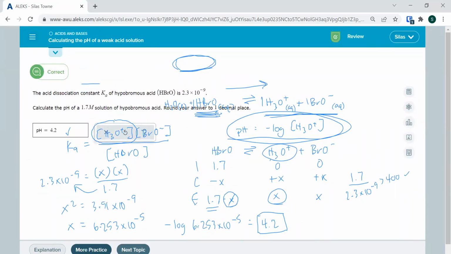So use those ICE tables, use that X is small approximation with these small Kas. And you can see the pH is still pretty low, 4.2, even though it's got a small Ka, which means most of it, again, stays in this HBrO form when it's in solution.